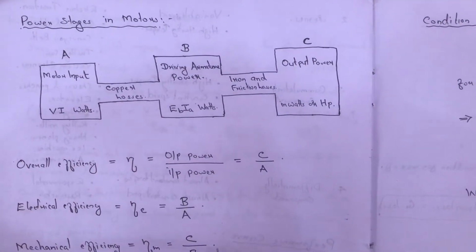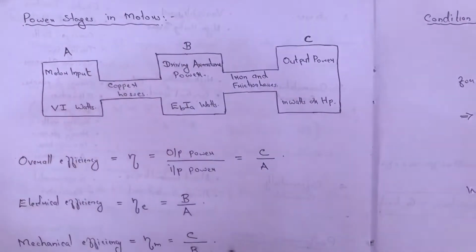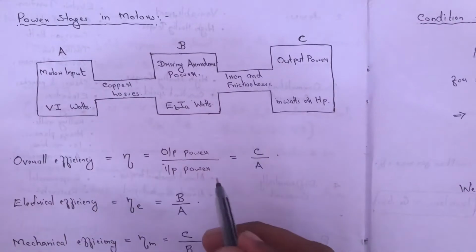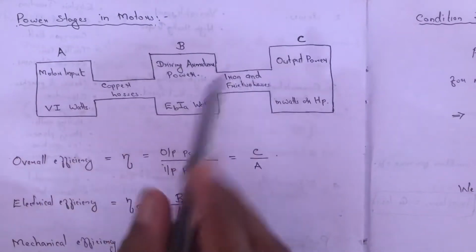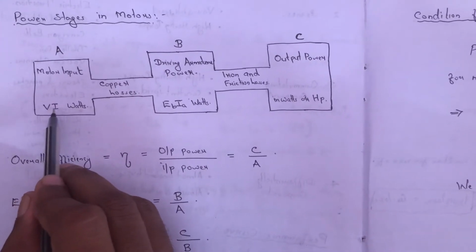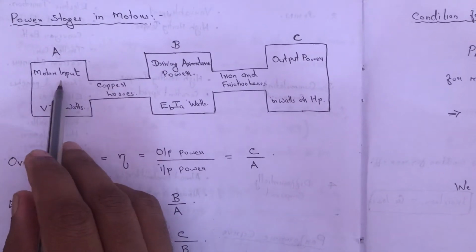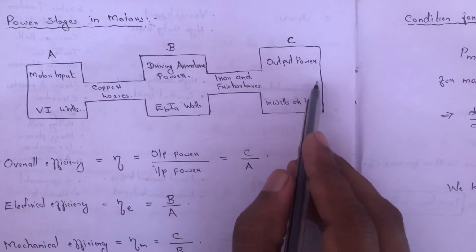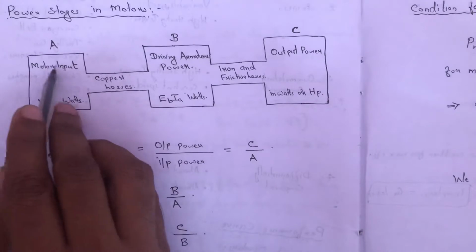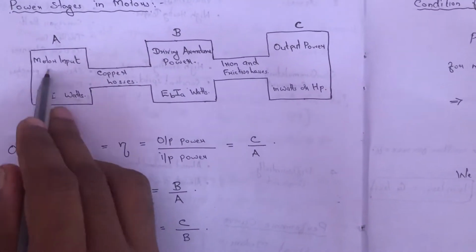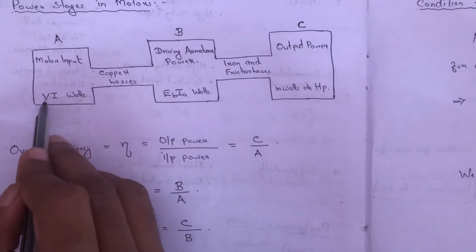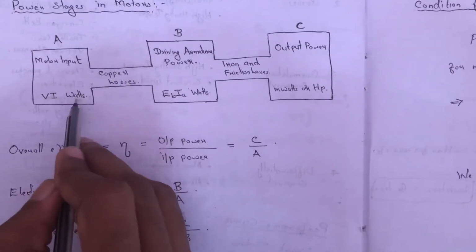So in this video we can see the topic power stages in a DC motor. Here I have drawn three stages, that is A, B and C. The input power to the motor is an electrical power input. We are giving electrical input and we are achieving the mechanical energy output here. The motor input power, we can say electrical input power, we can notate as V into I, input voltage into input current, in watts.